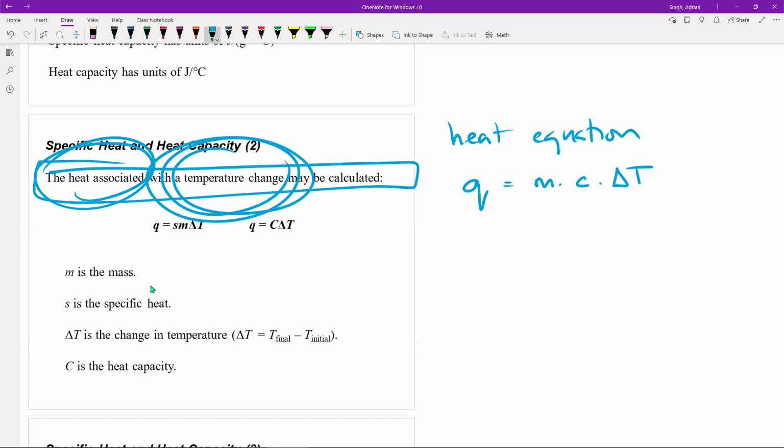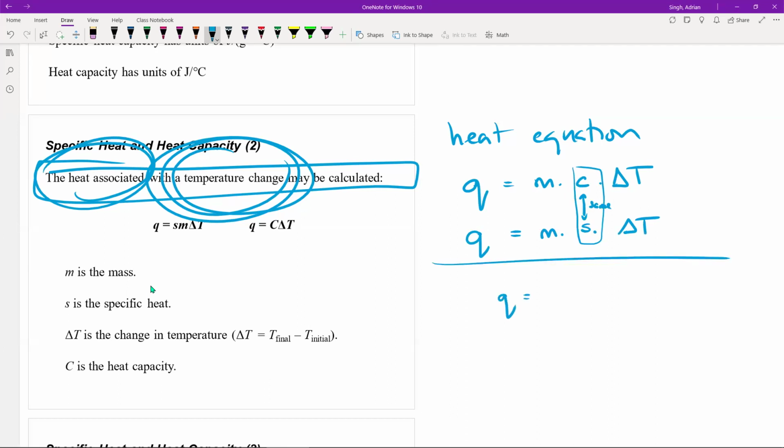Your book uses the same layout, but slightly different abbreviation. It uses m times s, s for the specific heat. These are the same thing, times delta T. And that's using the specific heat. Or we can say Q is equal to the heat capacity C times delta T. If we have a given quantity of a substance, again, here we have the delta designation, so the change in temperature would be the final temperature minus the initial temperature. Final minus initial always whenever you see that delta.